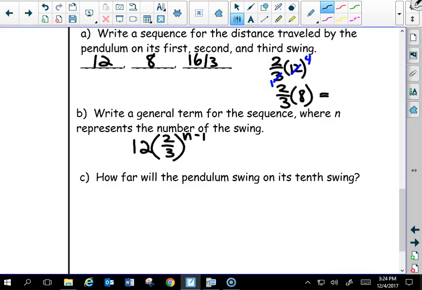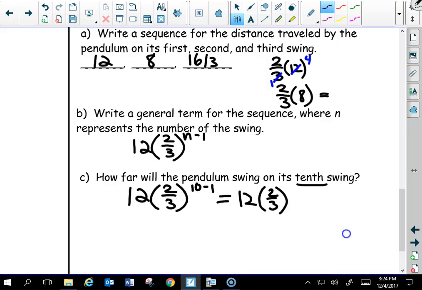How far will the pendulum swing on its 10th swing? Well, now that we have a formula, we're just going to plug into that. 12 times 2/3 to the 9th, and I think they asked you to round to the 100th. I got 0.31 feet.